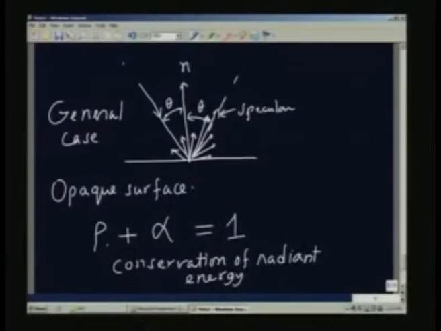Now, what it means is that I need not measure both rho and alpha separately. If you measure one, the other can be estimated, because it is nothing but 1 minus alpha. Of course, this statement is somewhat loose, because there is a directionality and there is also dependence on wavelength. Therefore, if you want, you can say rho lambda plus alpha lambda equals 1 for a given wavelength, and that is slightly better than what I said earlier.